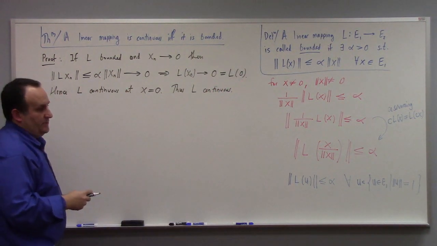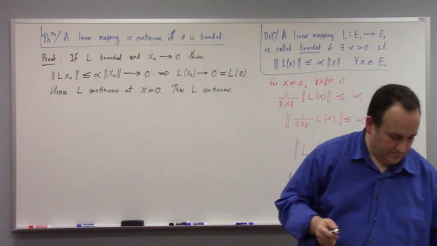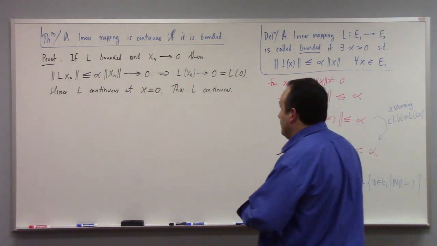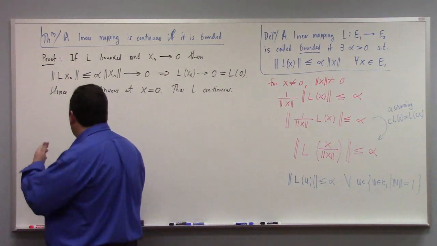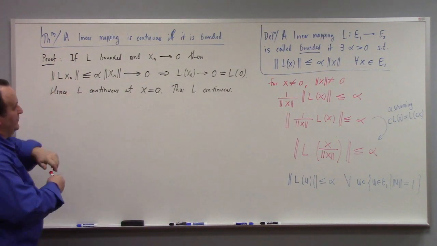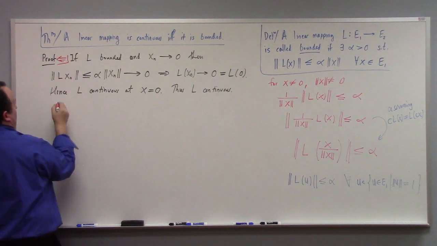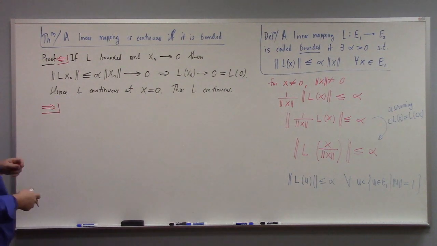So that was not too bad. How about the other direction? So we want to do what? We assumed bounded, so what I have up here was this part. Now we're going to go for this one, and I think we're going to proceed. We're going to assume continuous but not bounded, okay?